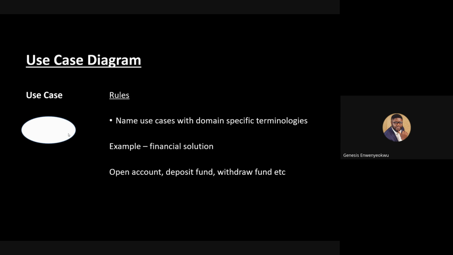Another rule is that your use cases should represent domain-specific terminologies. Just as naming your actors should represent types of actors in that domain, same thing with your use case. The actions and functions that need to be performed must relate to that particular business domain. For instance, if it's a financial solution, we will have use case names such as open accounts, deposit fund, withdraw fund, close accounts, delete accounts. Do you understand? So we have use case names like that. And that is because accounts, fund, withdrawal, or deposits are financial terminologies. If we are building an educational solution, right? Instead of open accounts, we'll call it register.